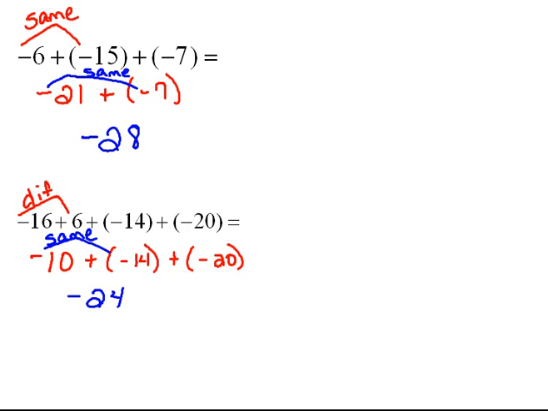Now I haven't done anything with the negative 20 yet, so I'm going to carry it down and begin again. These signs are the same, they're both negative, so I would add. 24 and 20 would be 44, and keep the sign negative since they were both negative.